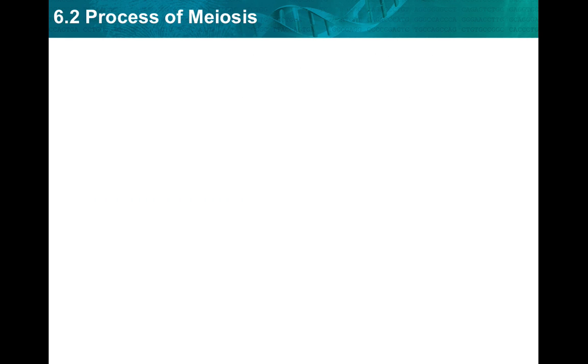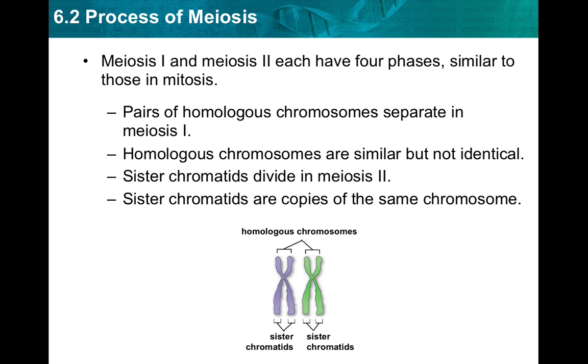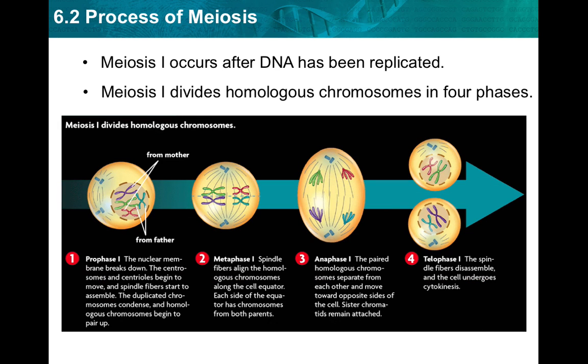So the prophase 1. Prophase 1 is when nuclear membranes break down, and centrosomes and centrioles begin to move. Spindle fibers start to assemble, chromosomes duplicate and condense, and homologous chromosomes begin to pair up.